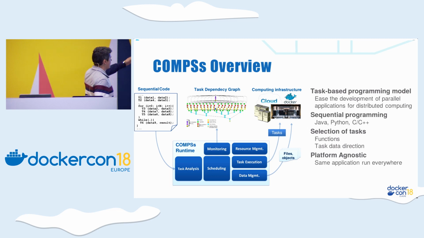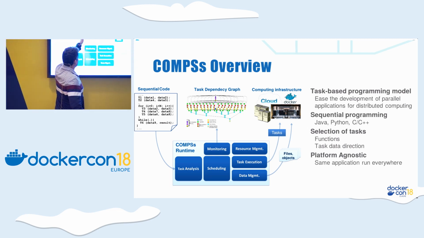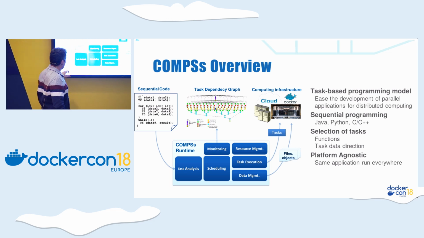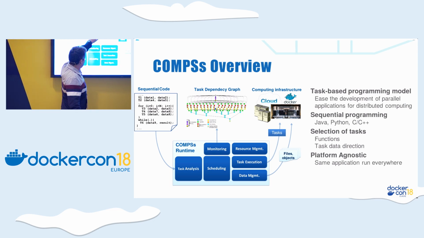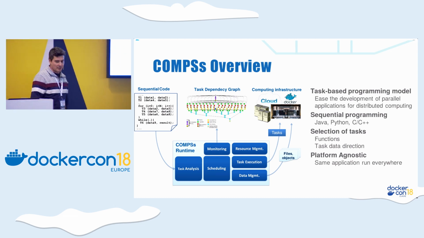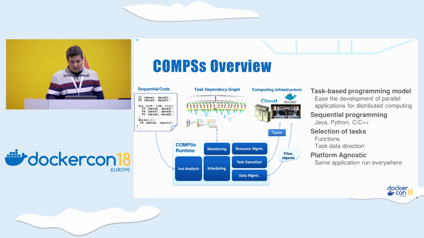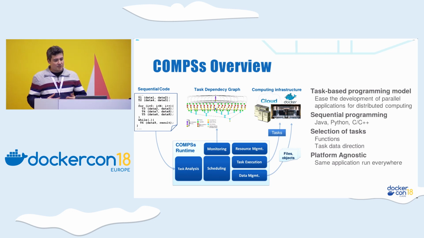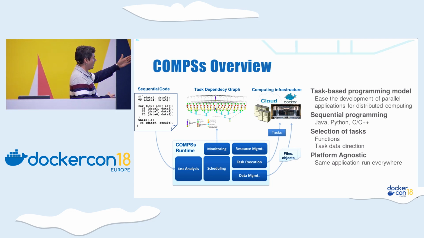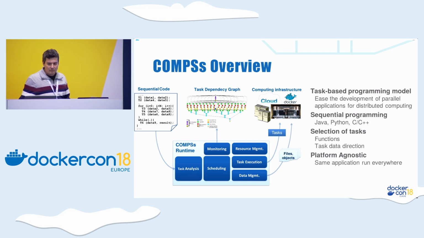So from this sequential code, what we get is this task dependency graph, where each of these calls is a node in this graph. And the runtime detects the parallelism inside these tasks, makes a task analysis, schedules and executes these tasks in the different distributed platforms, doing all the file transfers and spawning the processes. So the idea is that the same application can run everywhere.